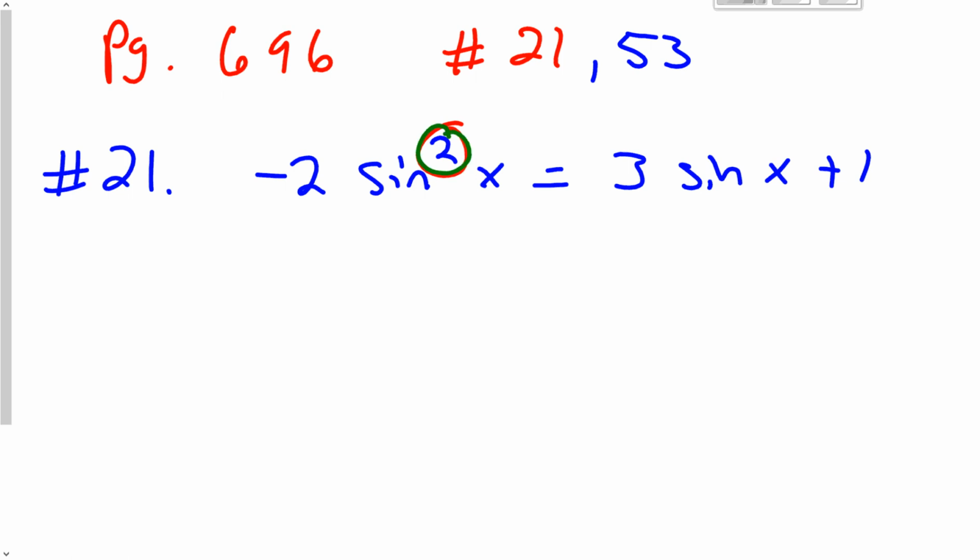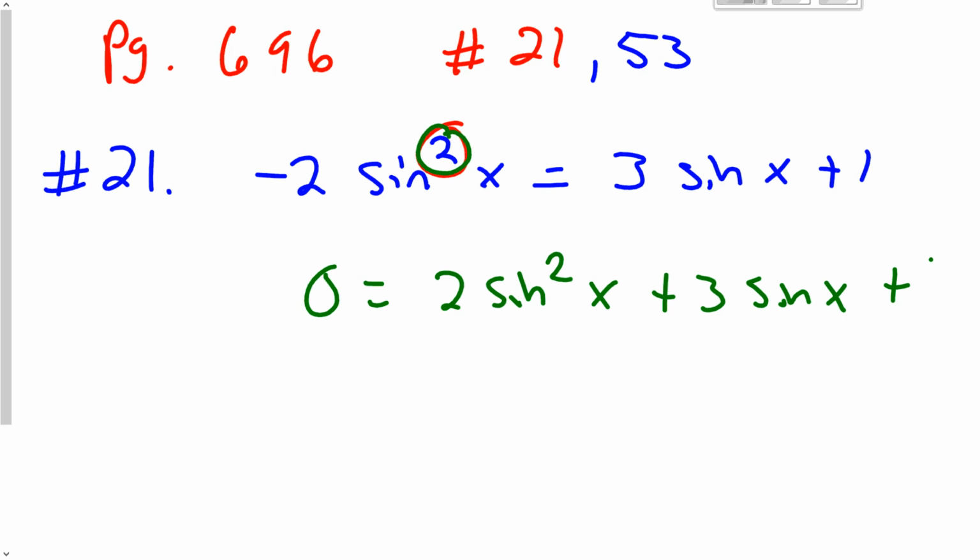So if we move everything to one side, we get 0 equals 2 sine squared x. I added 2 sine squared x to both sides, because then they're all positive. I'd rather deal with positives. Okay, and then we can go ahead and factor this. We could use u: 2 times u squared plus 3 times u plus 1.